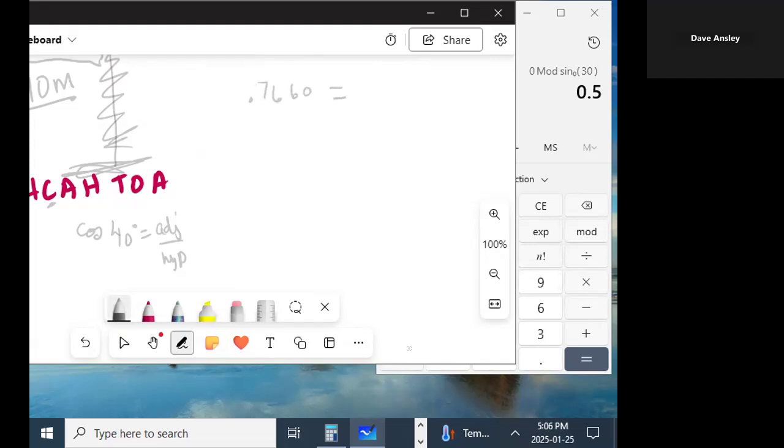All right. And then what did you say the adjacent was? We called it 10 meters earlier, right? And what did you say the hypotenuse is? We don't know the hypotenuse. You can give it any name in the alphabet you want, but we often use X. So we're going to say cosine of 40 degrees is 0.7660, and we're going to move it from that side to that side.